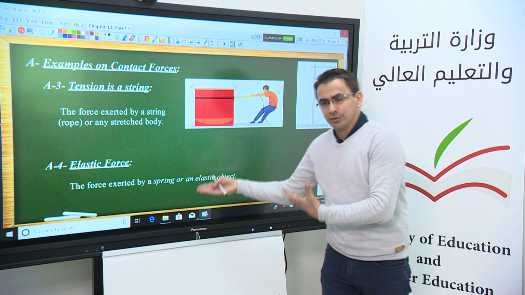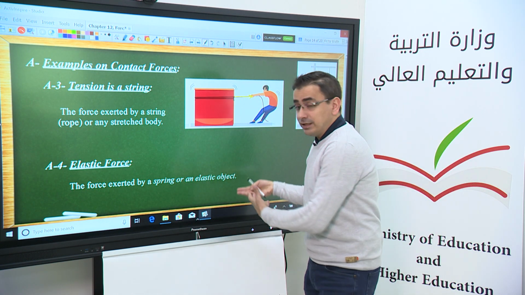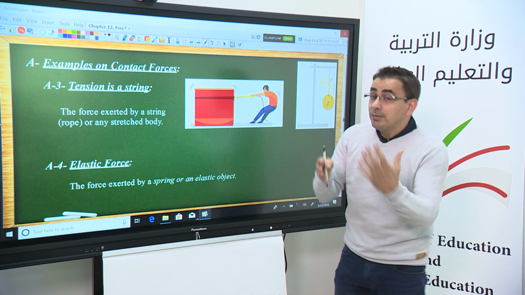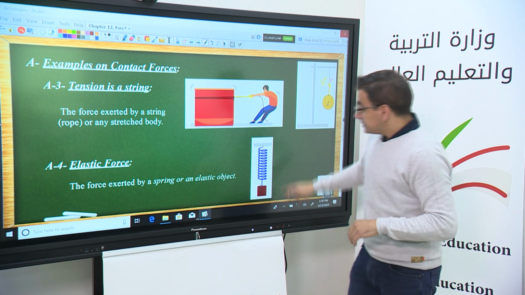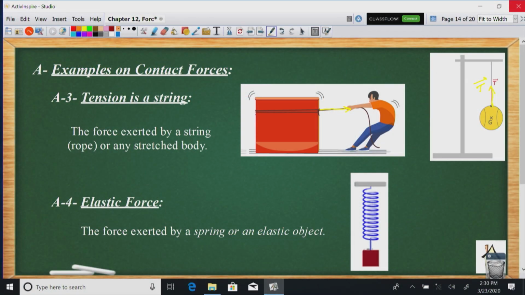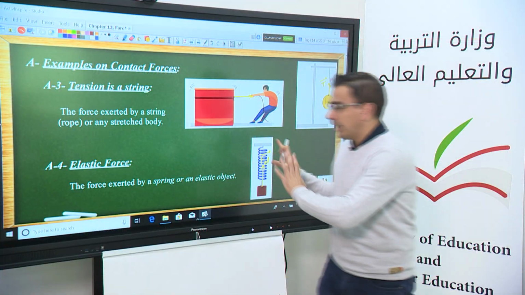Most of the time we will use a ressort. But it might be an elastic band or some other object. In this situation, for example, here we have a spring and the box attached to it. The spring pulls the box up by a force similar to tension, but we call it here elastic force. As a matter of fact, this type of forces is going to be the subject of an upcoming chapter. We will talk about it in a detailed lesson almost on its own.